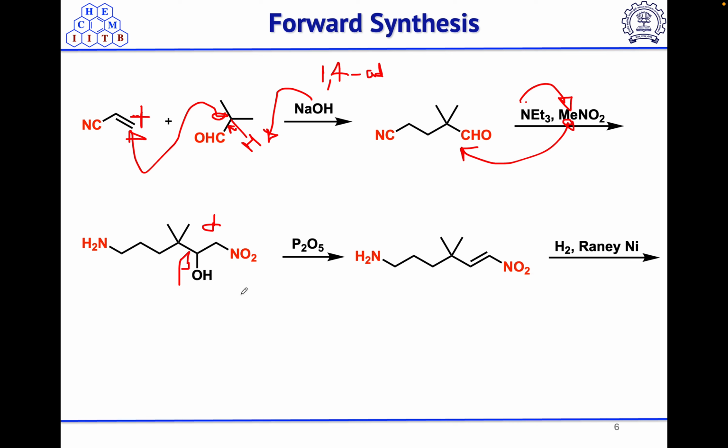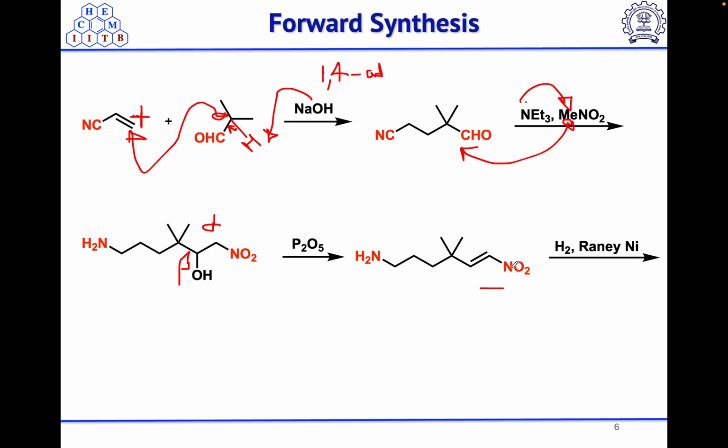Yeah, it will give the eliminated product. Okay. The next reagents also I have written. So you will get the alpha beta unsaturated nitro compound. Okay, very much simple. Elimination of water will happen. So it gives the typical aldol product.